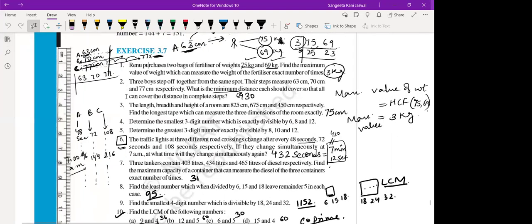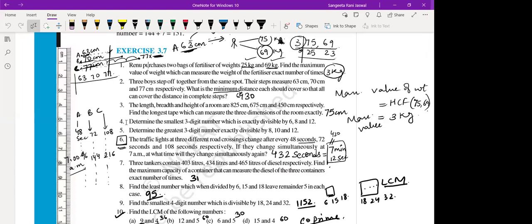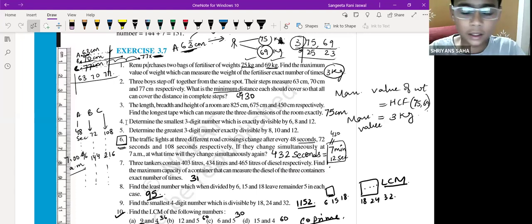The next question, question number 4. Determine the smallest 3-digit number which is exactly divisible by 6, 8 and 12. Shreyansh, read the question yourself. Question number 4, ma'am. Okay, read question 4. Ma'am, determine the smallest 3-digit number which is exactly divisible by 6, 8 and 12.